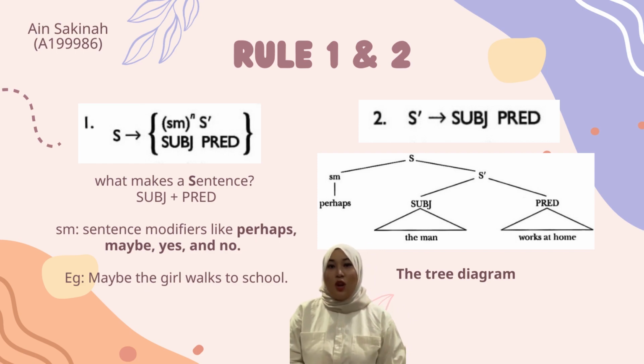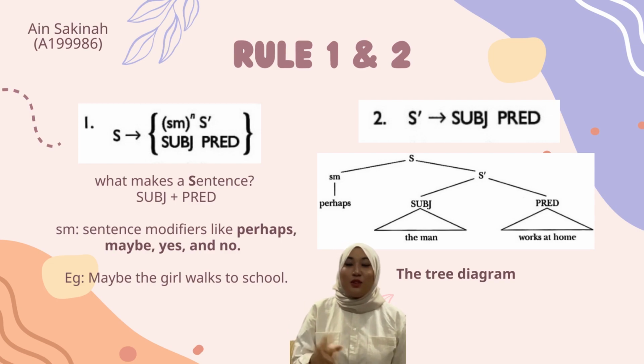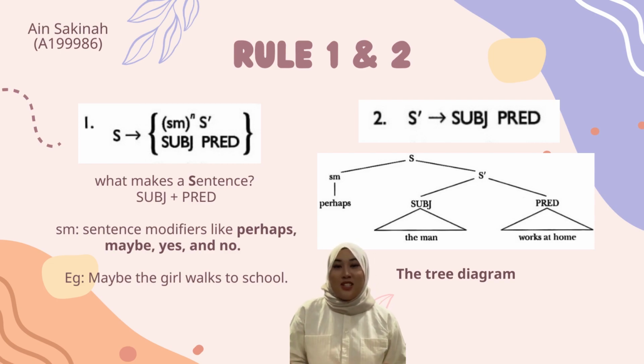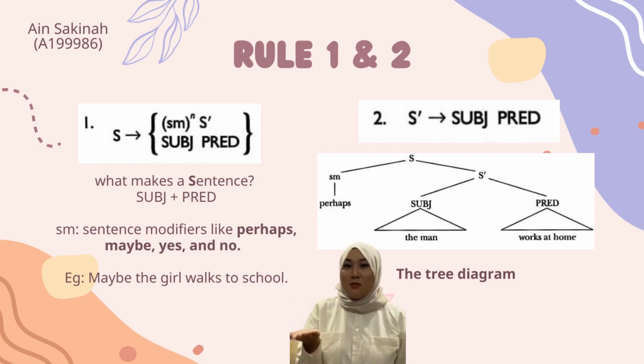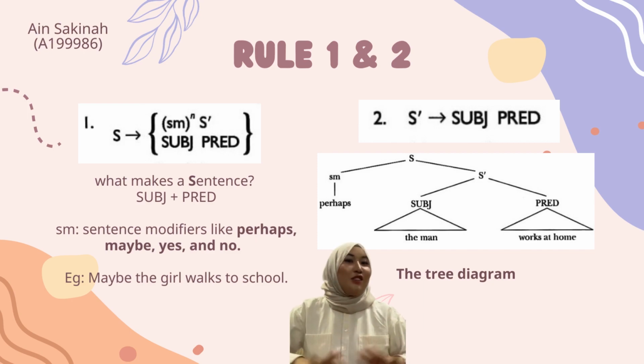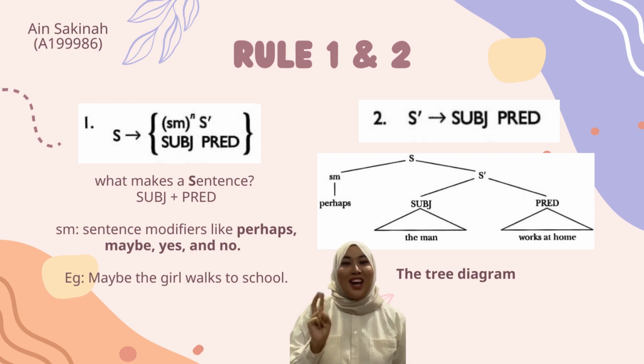Now that you've understood what each symbol is, let's take a look at the rules and what makes a tree diagram. So as for rule number 1 and 2, we've learned this in school actually, which is what makes a sentence. So subject and predicate. Done. You've basically mastered rule number 1 and 2.